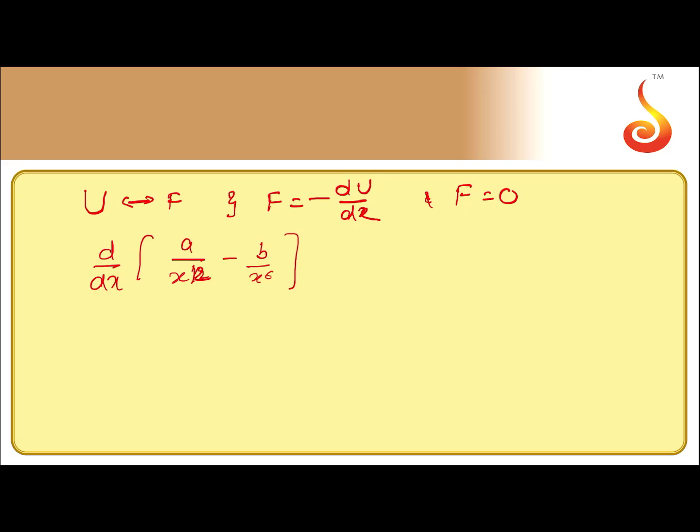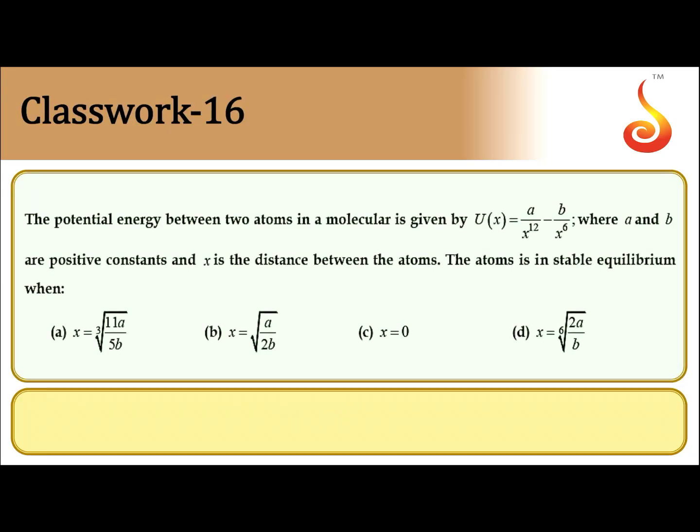So if I simplify it further, I will get minus 12a x to the power of minus 13 minus 6b x to the power of minus 7 is equal to 0, and you can simplify it further to get x is equal to (2a/b) to the power of 1/6. So x is equal to the 6th root of 2a divided by b. D is our correct choice.